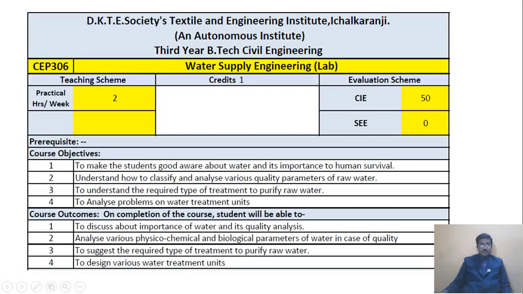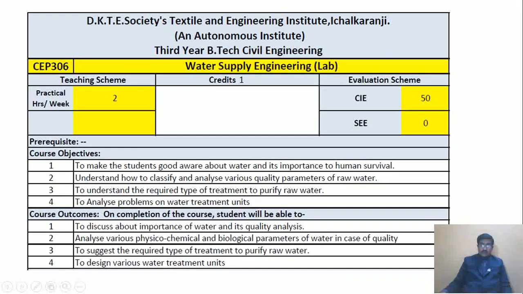What are the course objectives for the laboratory? To make the students aware about water and its importance to human survival, understand how to classify and analyze the various quality parameters of raw water, to understand the required type of treatment and purity of raw water, and to analyze problems on water treatment units.